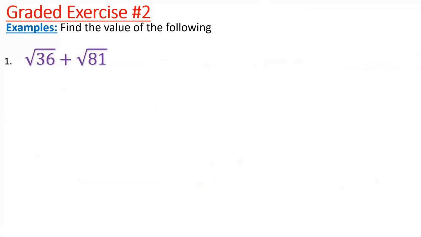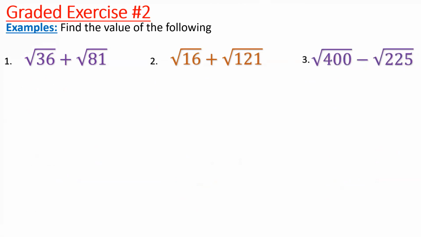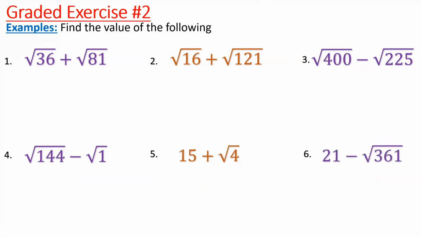I think there's a grade exercise out. Yeah, grade exercise. So for these ones, I need you to do it on your own. Find the value of these numbers. The square root of 36 plus the square root of 81, the square root of 16 plus the square root of 121, the square root of 400 minus the square root of 225, the square root of 144 minus the square root of 1, that's tricky. 15 plus the square root of 4, and finally 21 minus the square root of 361. All right, please do this, and once you finish, take a picture of it and send it to me via WhatsApp. Again, make sure to do this and take a picture of it and send it to me via WhatsApp.